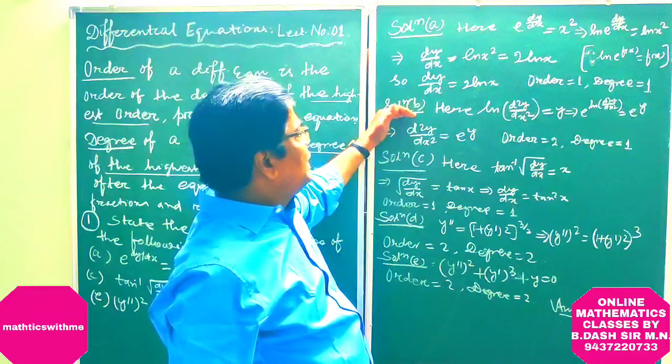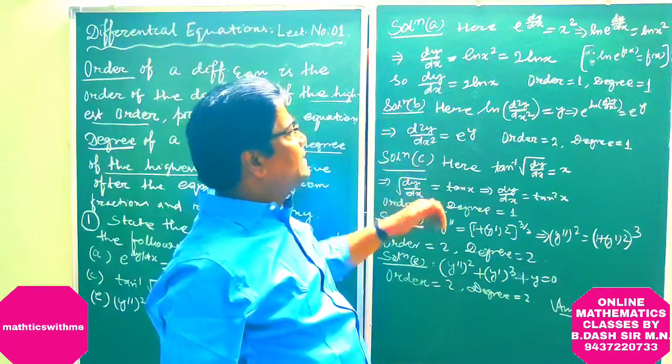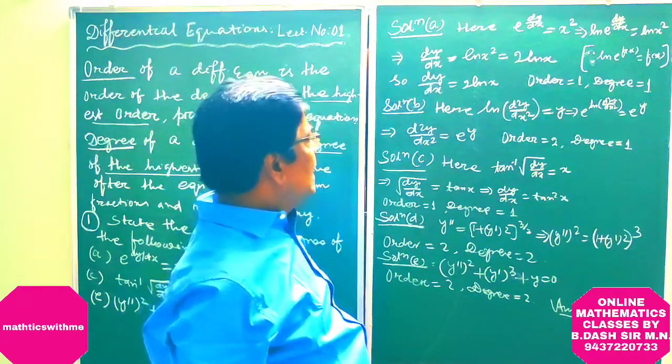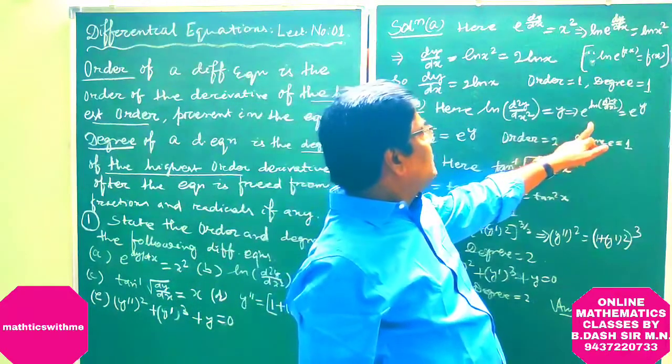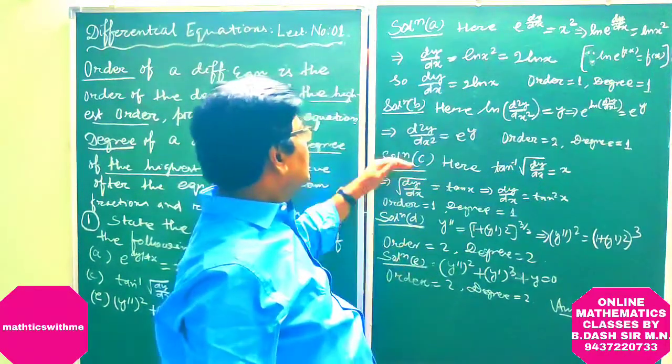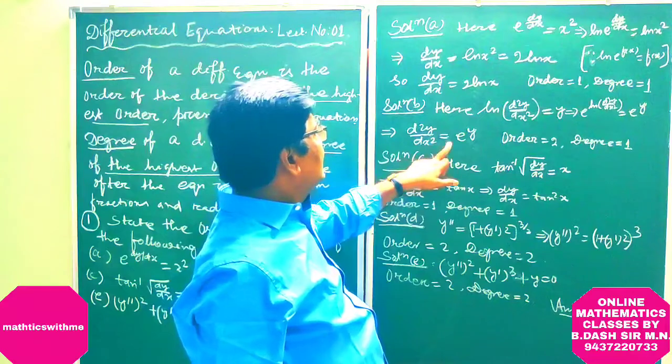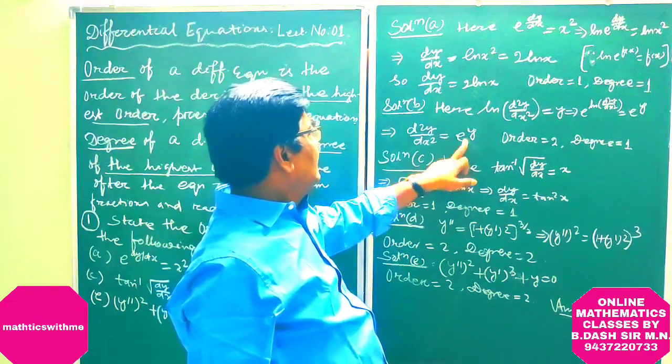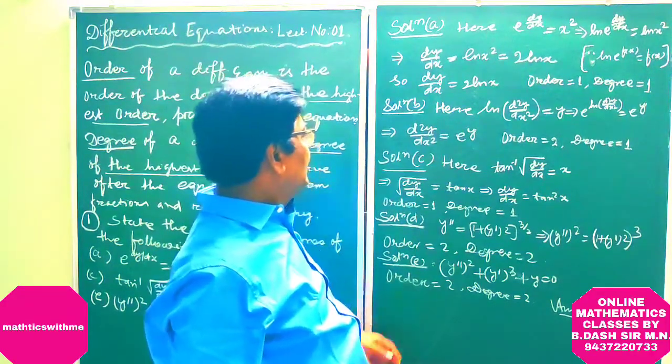The next question is ln of d square y by dx square is equal to y. Taking exponential of both sides, we get d square y by dx square is equal to e to the power y. So order is 2, degree is 1.